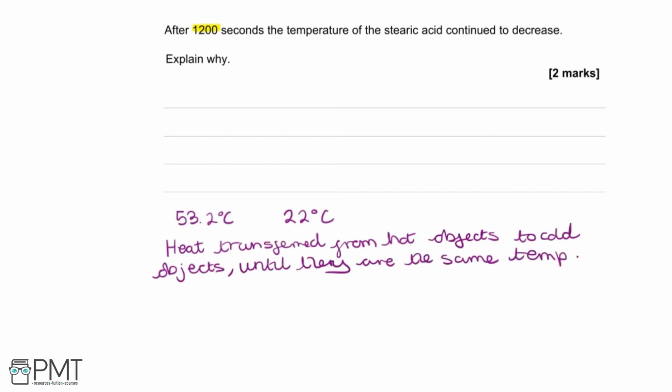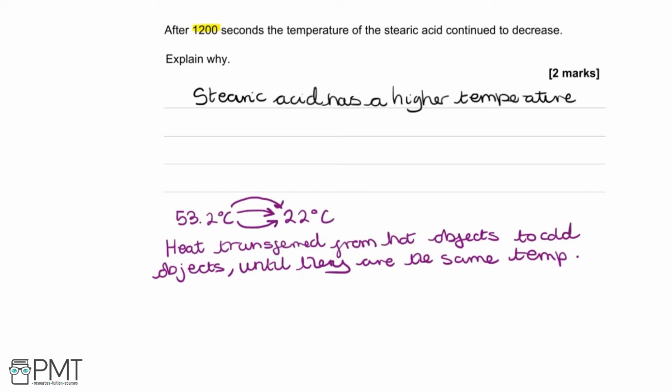So we know that heat is going to be transferred from the hotter stearic acid to the colder surroundings until the stearic acid reaches room temperature. So this is why the temperature of the stearic acid continued to decrease. This question is worth two marks, so we need to write 2 points. The first one is that stearic acid has a higher temperature than the surroundings. This gets us the first mark. Then we need to say that the temperature of the stearic acid will decrease until it's the same as the surroundings.